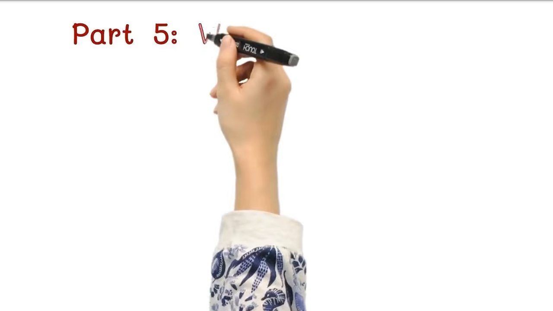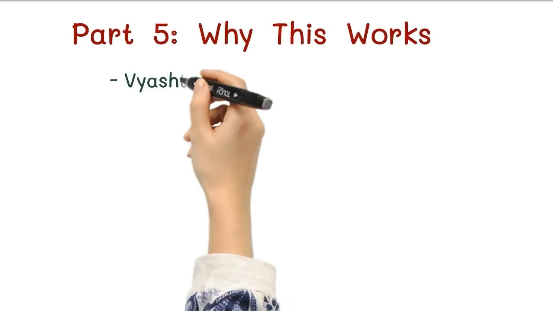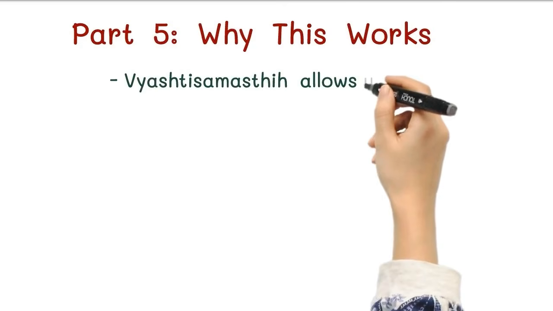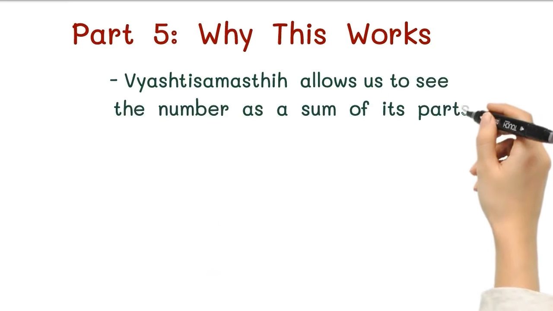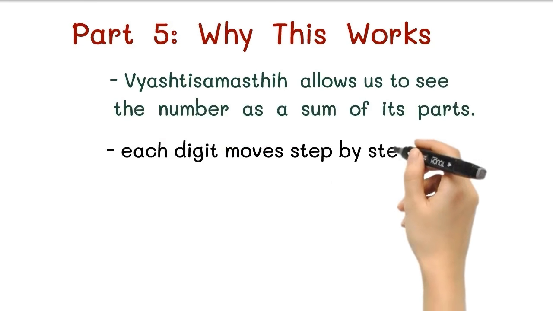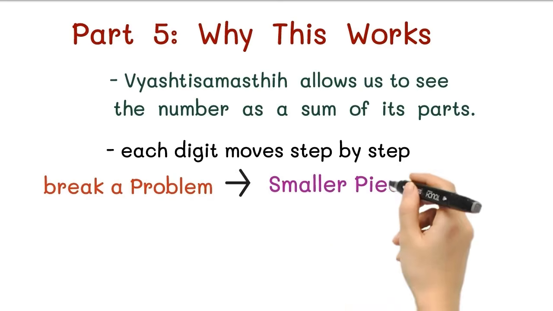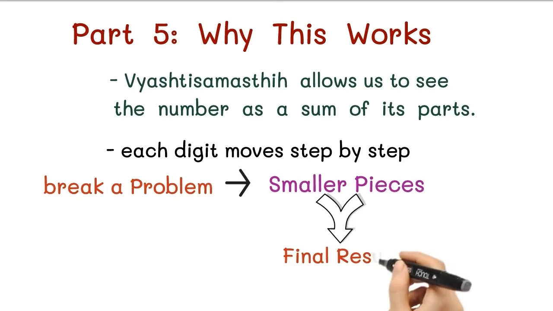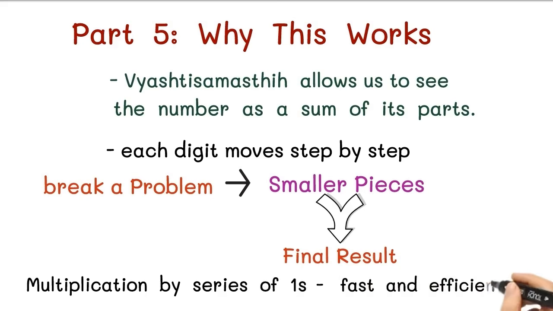Part 5. Why this works, the Vyashtisamasthih connection. The reason this works so well is because Vyashtisamasthih allows us to see the number as a sum of its parts. Each digit moves step by step, adding values as we go, just like breaking a problem into smaller pieces before combining the final result. This makes multiplication by series of ones incredibly fast and efficient.